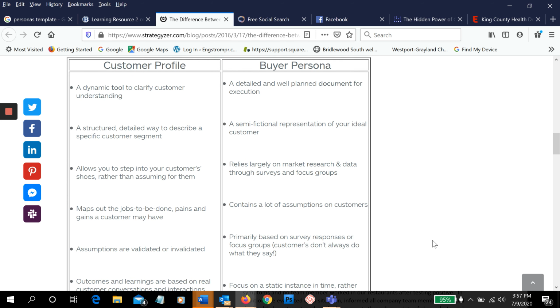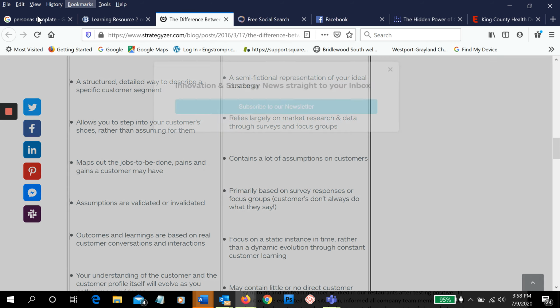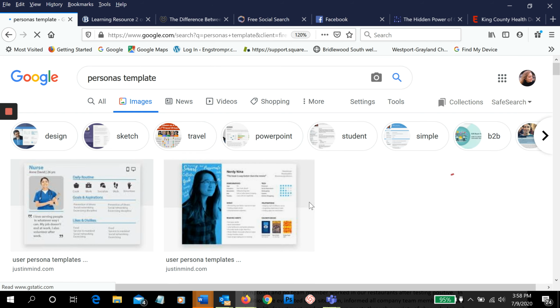But when you're looking at a customer profile, you tend to list facts about the customer. You don't really bring that customer to life. You just list who they are, where they live, that kind of thing. When you start building a buyer persona, you take all that information and you actually create people, personas of who those people might be.